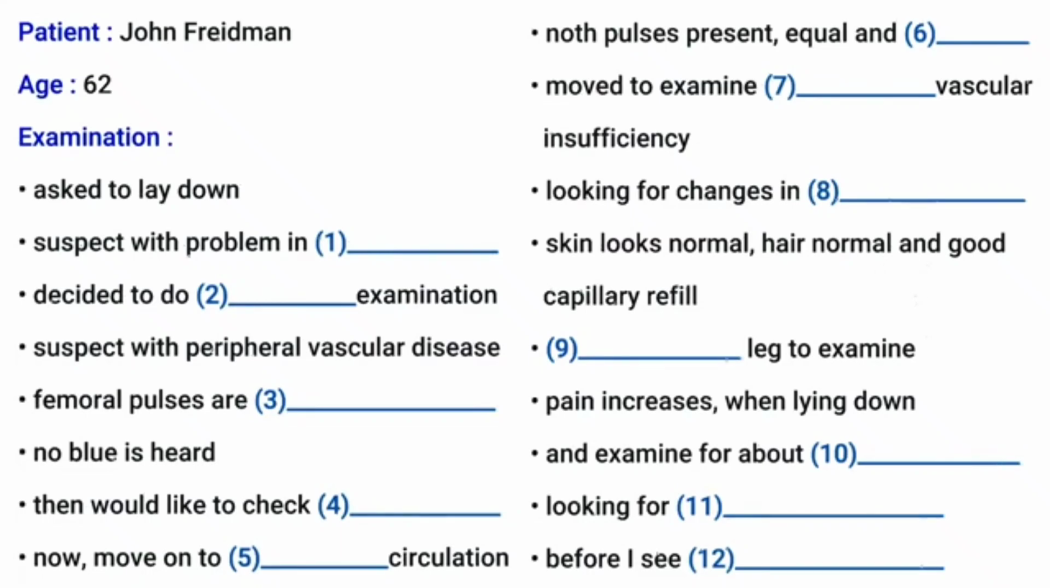Based on what you've told me so far, I suspect you have a problem with the circulation in your leg and that the arterial blood flow might not be as good as it could be. And so I'd like to proceed to do an arterial circulation examination. I suspect the patient suffers from peripheral vascular disease, and so I would like to do an arterial circulation examination, beginning with the femoral pulse. Femoral pulses are normal bilaterally, no bruits heard.